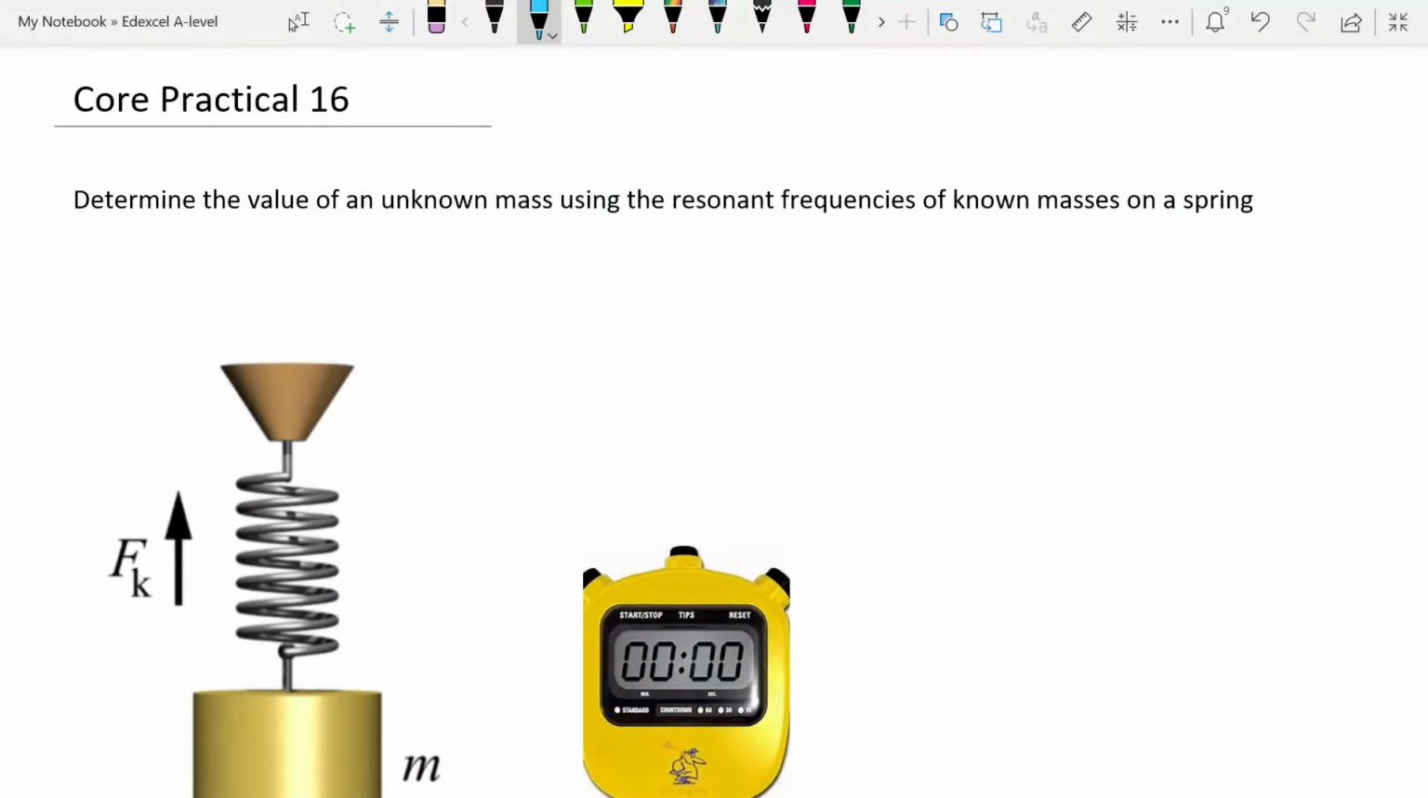Today's video is Core Practical 16, the final of the core practicals, determining the value of an unknown mass using resonant frequencies of known masses. And Edexcel say that this is sort of like an investigation to finish it all off.